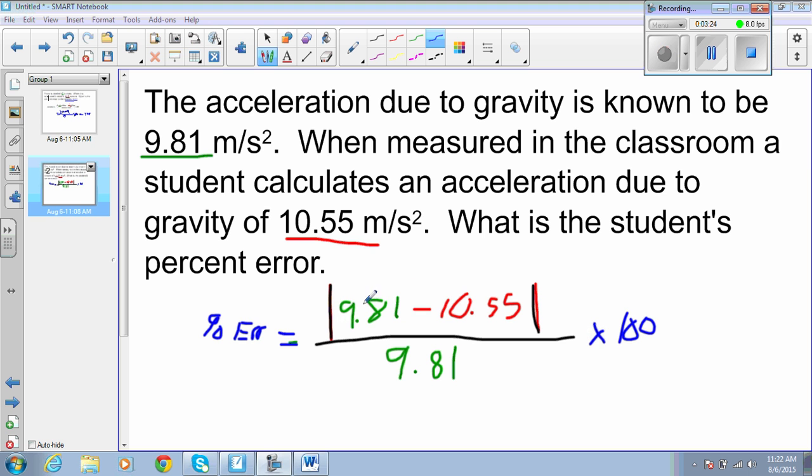Notice that you're going to get a negative number when you do this calculation. Again, absolute value just turns it into a positive. And your answer is 7.54%, rounded to the hundredth place. So yeah, that's really all there is to percent error.